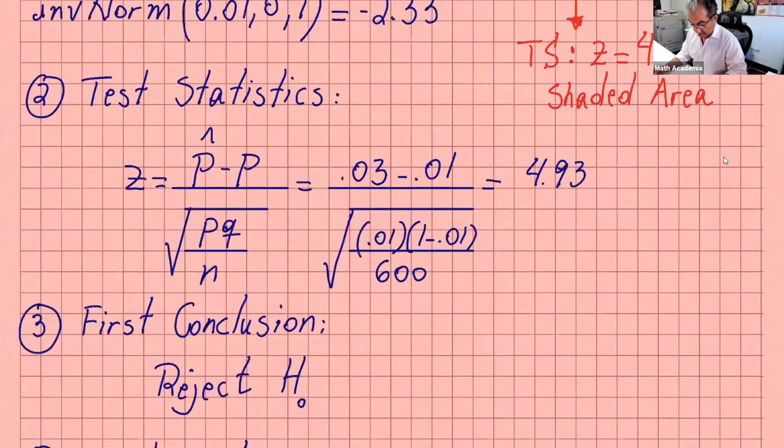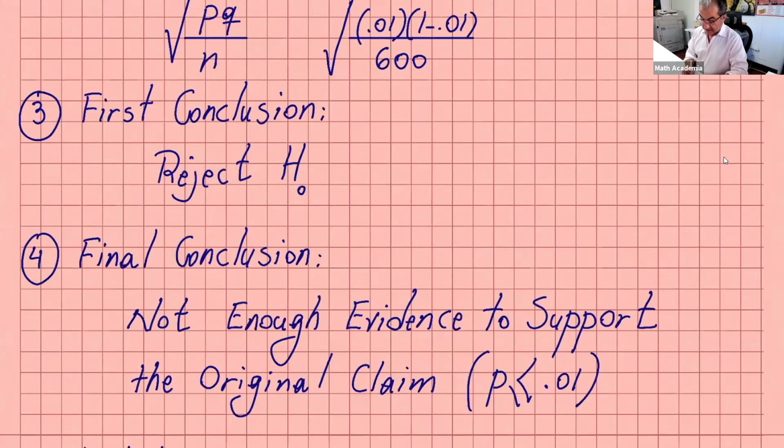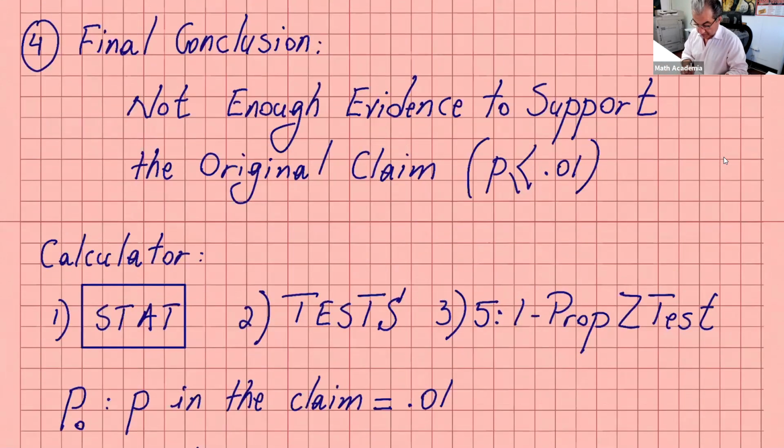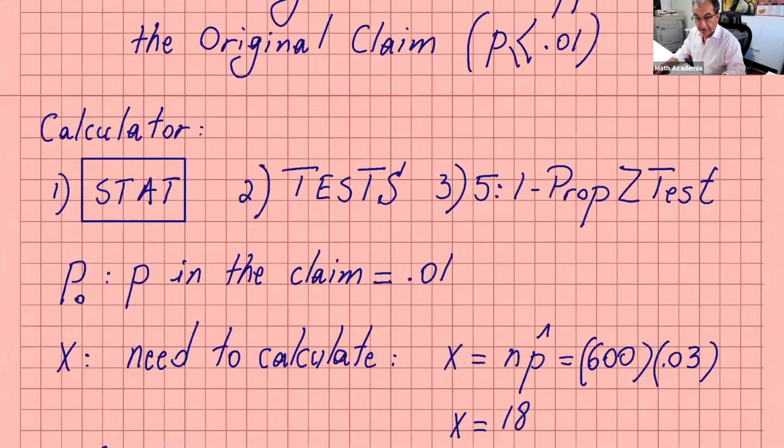So the final conclusion is going to say not enough evidence to support the original claim because we rejected it, or basically the supplier's claim that says P is no more than 0.01 or 1%. Now, if you want to use your calculator, you can go to stat test and pick number 5, which is one prop z test, and you can just put in the givens.